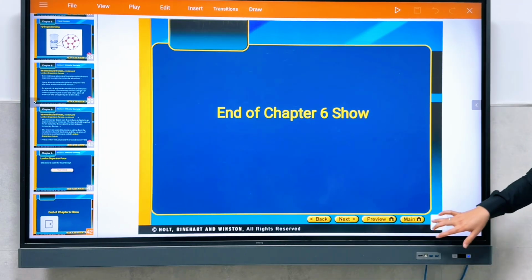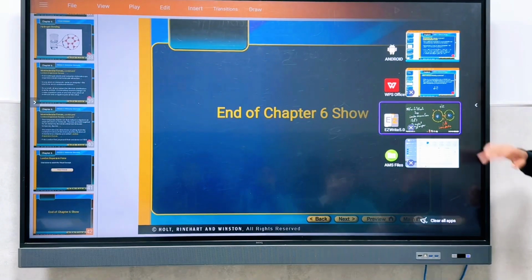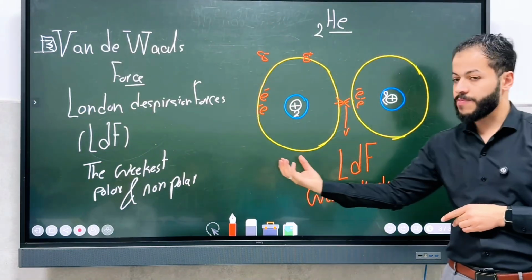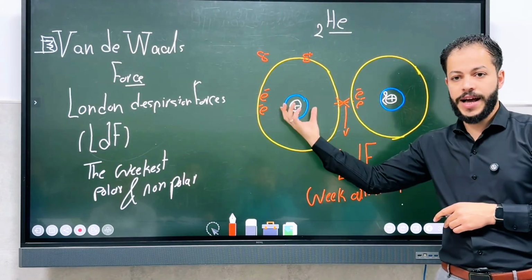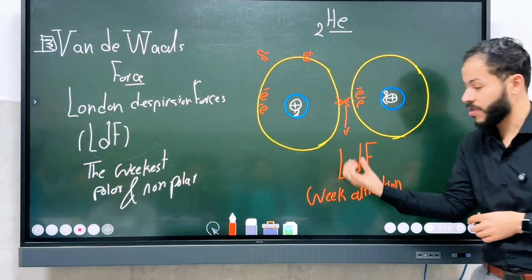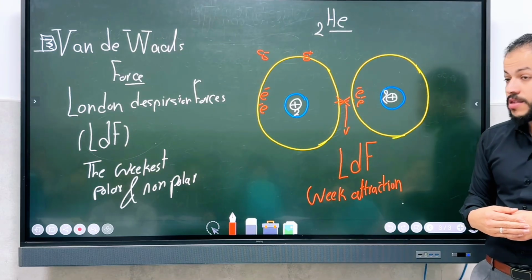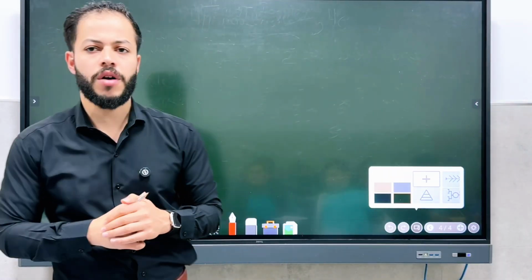And this will make an attraction between them, as we explained here. This momentary dipole forms in the atoms, and this induced dipole will make them attract, and this is the London dispersion force, the weakest attraction. Another thing: the dipole, or the vector of the dipole.